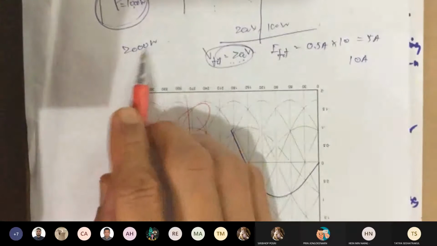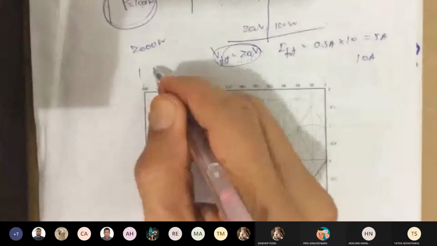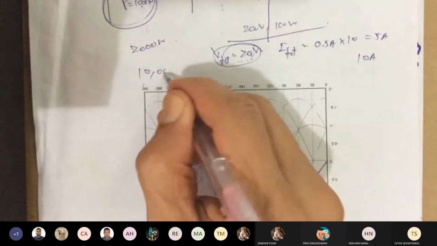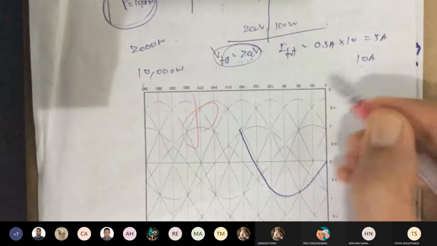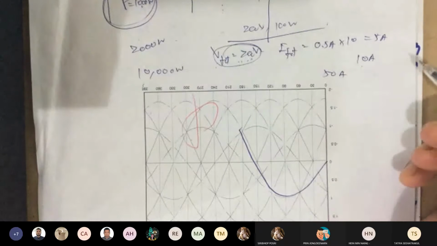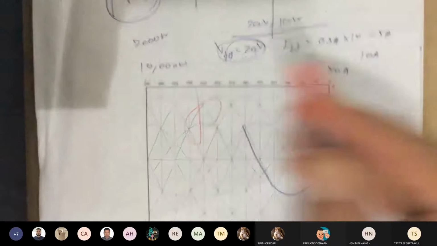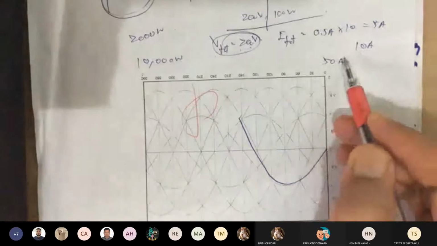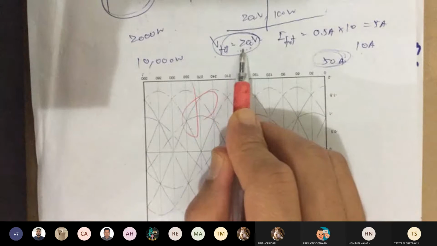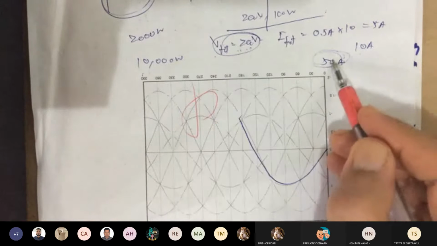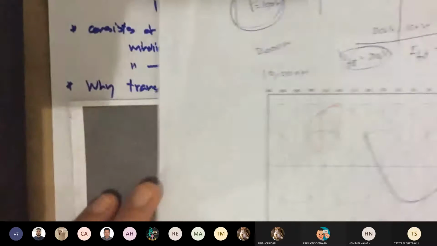I can increase this to, let's say, 10,000 watt. My current can increase to 50 amps. Notice that the more I increase my power, the more current is going to go up. Voltage doesn't change. Okay, what's the problem with the current? The current for each home would generate, let me go to scrap paper.